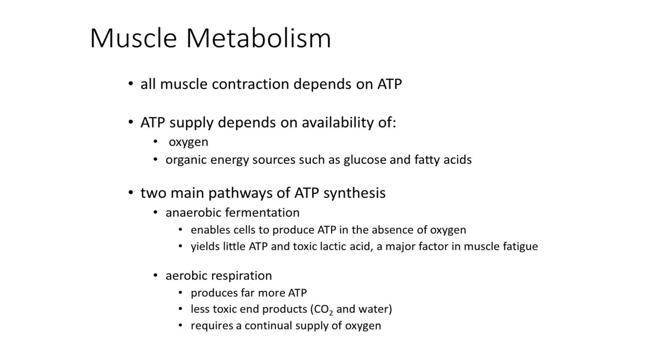Anaerobic fermentation basically enables cells to produce ATP in the absence of oxygen. This yields very little ATP, and also there is a buildup of toxic lactic acid, and this is why muscles can fatigue. This could be if you get a cramp. Sometimes we get that weird side cramp. That is usually due to a lactic acid buildup in your muscle.